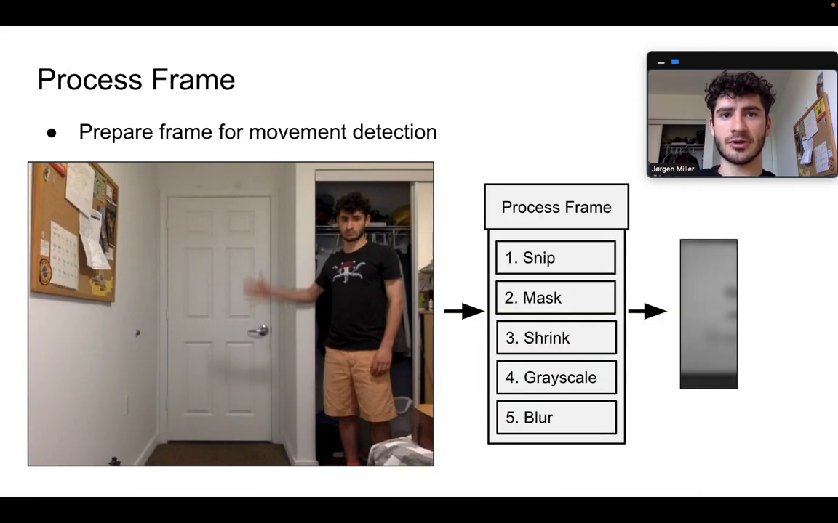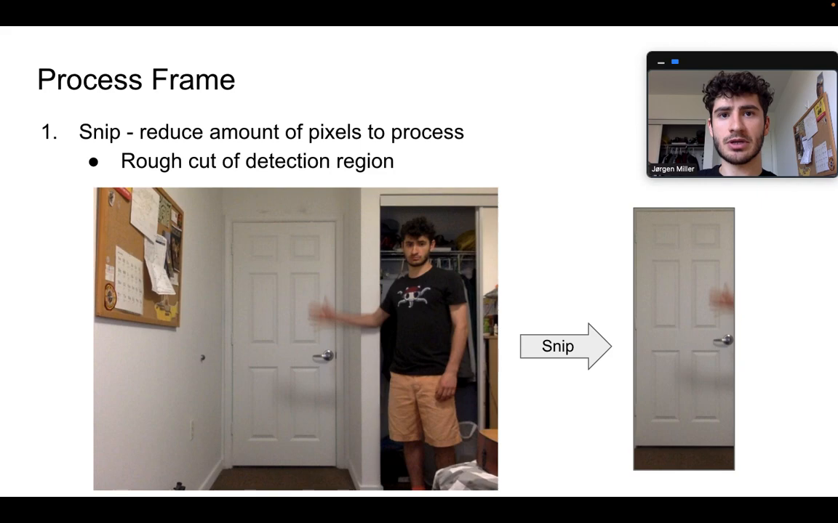To prepare each frame for detection, they go through this process frame step, which consists of several parts. It is snipped, masked, shrunk, grayscaled, and blurred. Snipping reduces the amount of pixels to process in the frame. It's a rough cut of the detection region. Here, I'm focusing on the door.